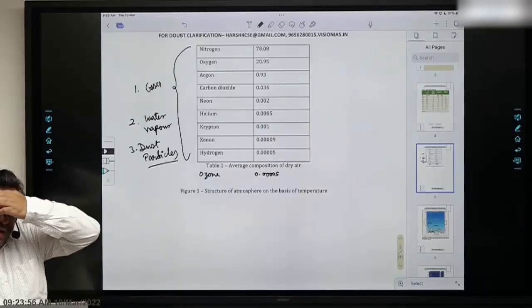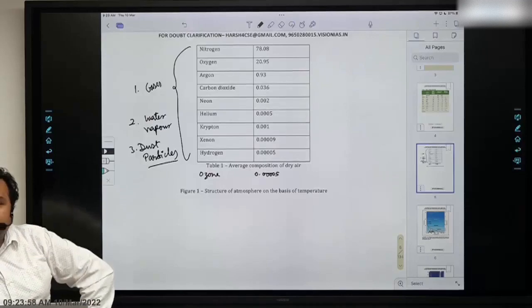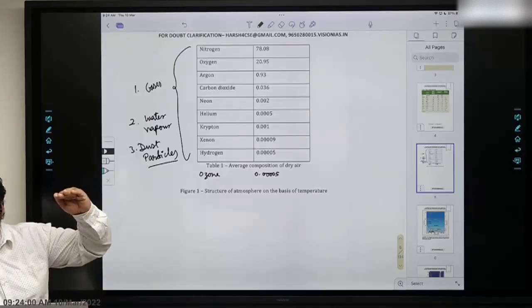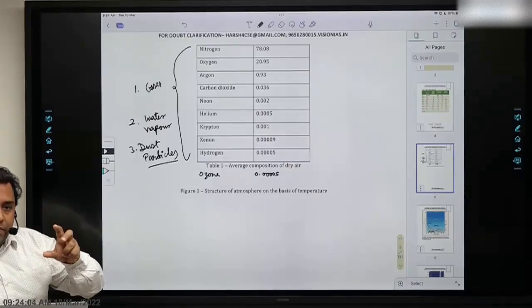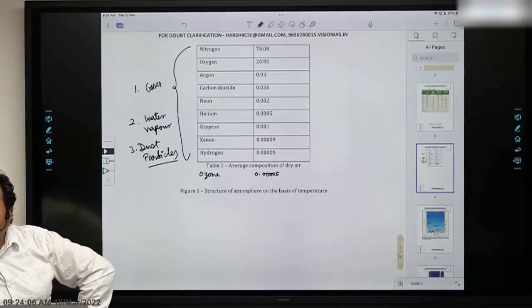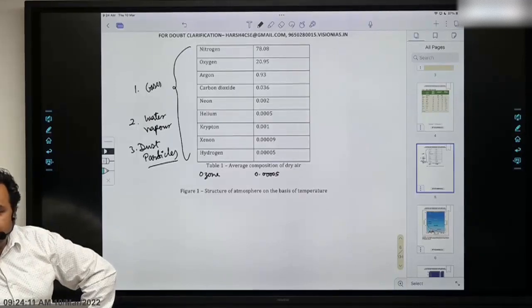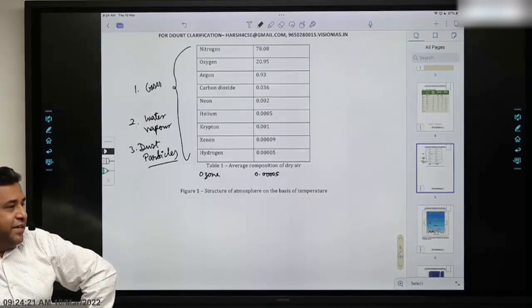It also decreases with altitude, which means the higher you go, lesser will be the total moisture, right? Lesser will be the total moisture present. So it decreases with altitude also, which means higher we go, lesser total moisture. ठीक है? What do we mean by total moisture? Total moisture means total amount of moisture present in the air. ठीक है? Present in the air.